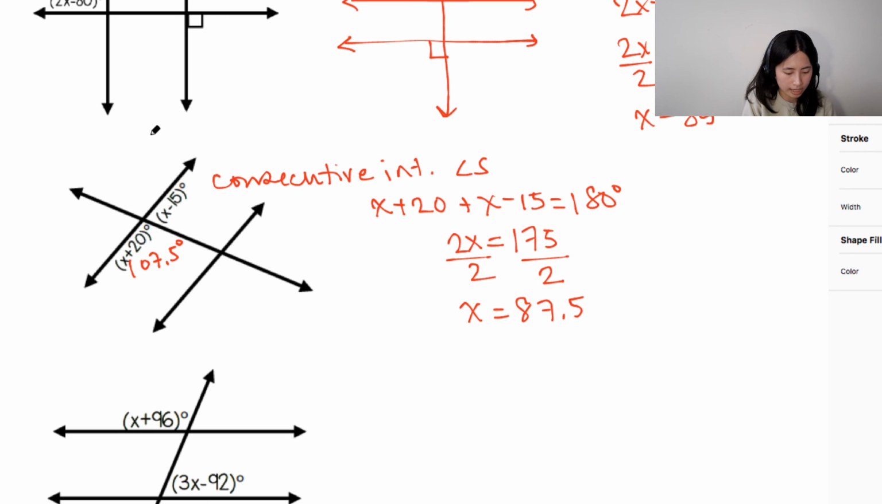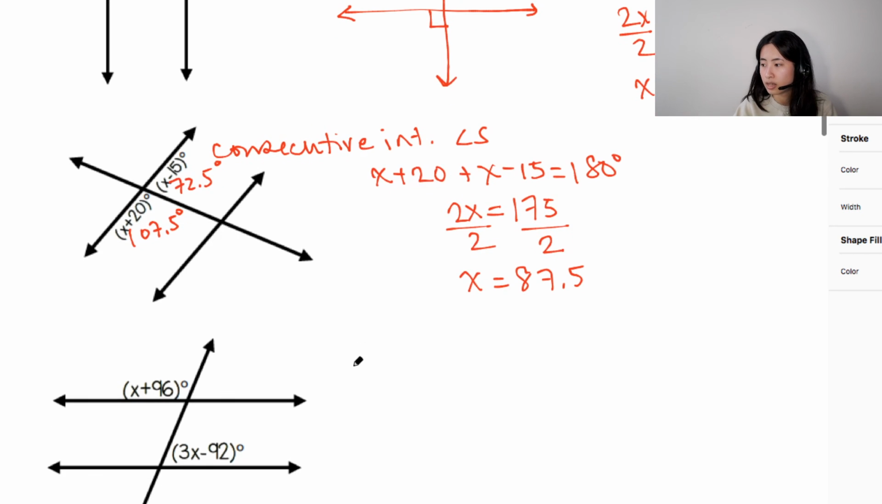so we would have 87.5 minus 15, and that's equal to 72.5 degrees, right? So when you add the two, 72.5 plus 107.5, you should get 180 degrees, right? Because consecutive interior angles need to sum up to 180 degrees because they're supplementary.